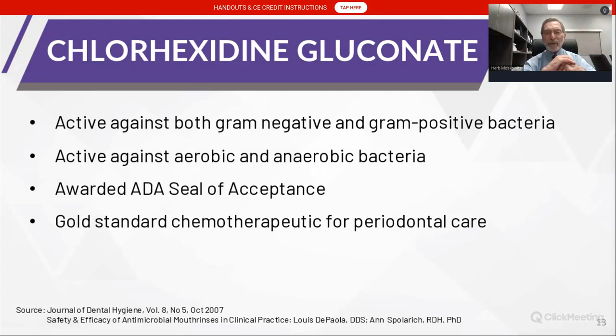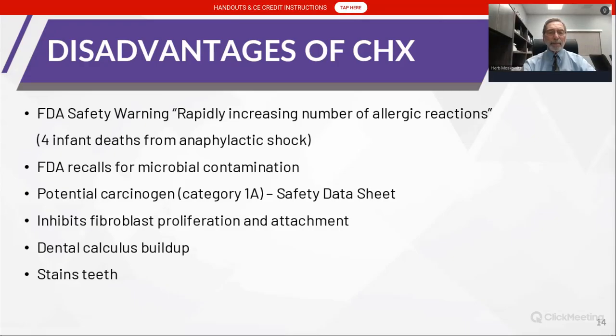It's active against both gram-negative and gram-positive bacteria, and those bacteria could either be aerobic or anaerobic. It's been awarded the ADA seal of acceptance, and because it's been used in perio care for such a long time, it's considered a gold standard as a chemotherapeutic agent for periodontal care. But all is not wonderful in the land of chlorhexidine gluconate. There are disadvantages, and those who've been using it know about many of these disadvantages.